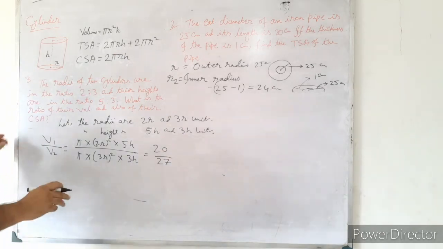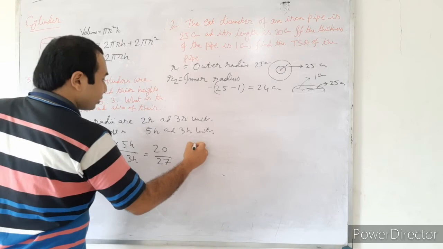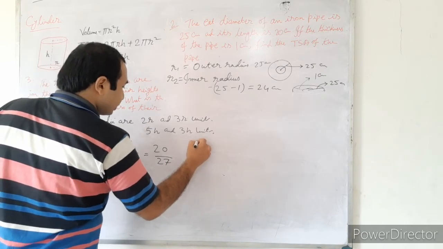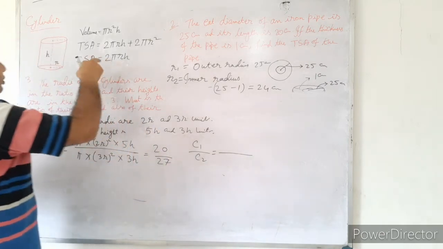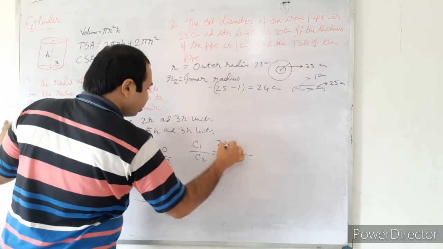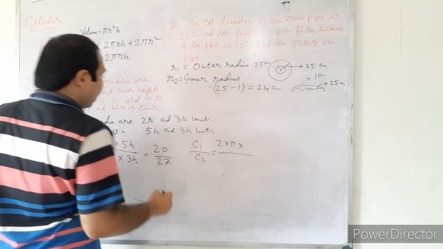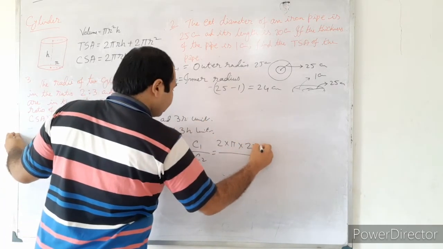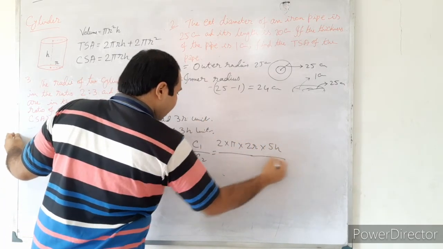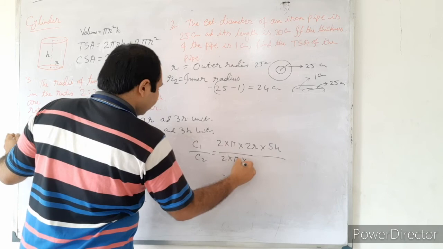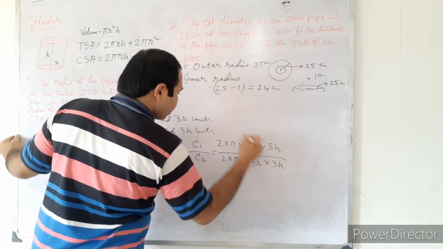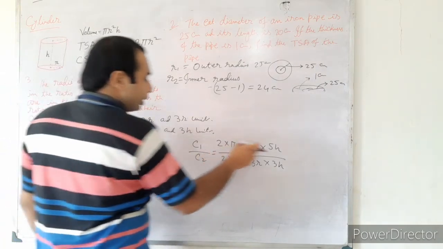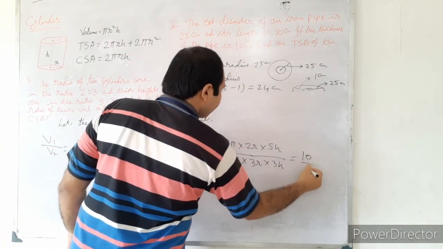And another part, that is the curved surface area. Curved surface area means C1 by C2. So curved surface area is given by 2 pi RH. So 2 into pi into R means here 2R into 5H, by 2 into pi into here 3R into 3H. So R and H will cut out. So here it will come 10 by 9.